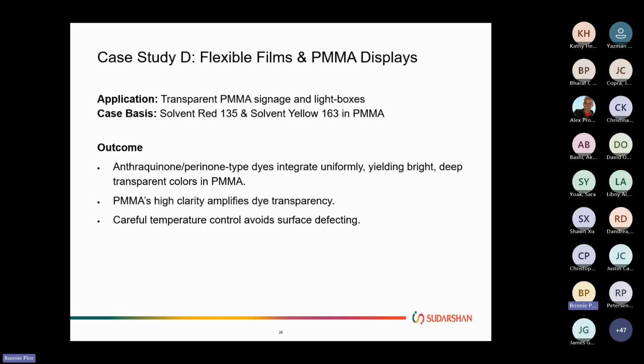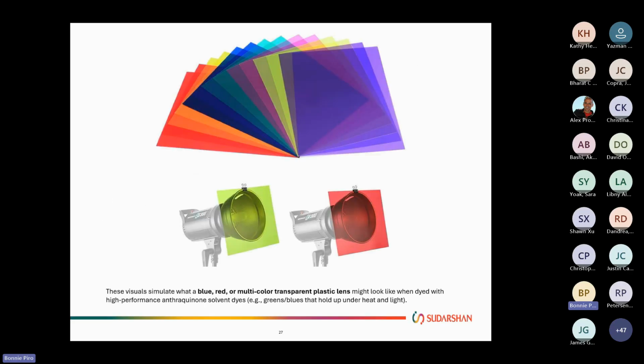Certainly, the choice of it really depends on the processing of the polymer itself, as well as the end use. So in this particular example, where we're using the color film for lighting, the polymer and the solvent dye need to be able to withstand some pretty intense temperatures from the light itself to be able to provide that color for the show, if you will.